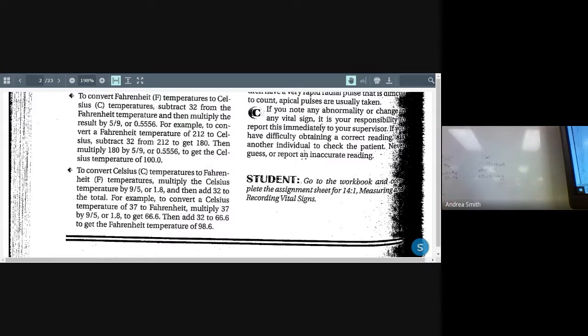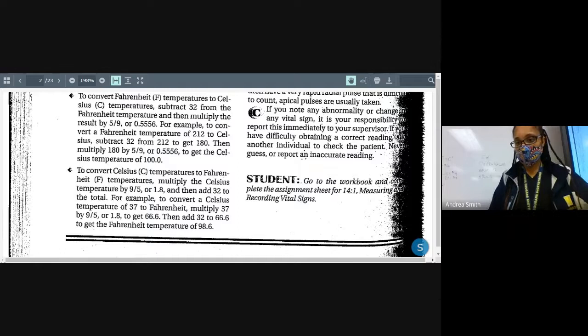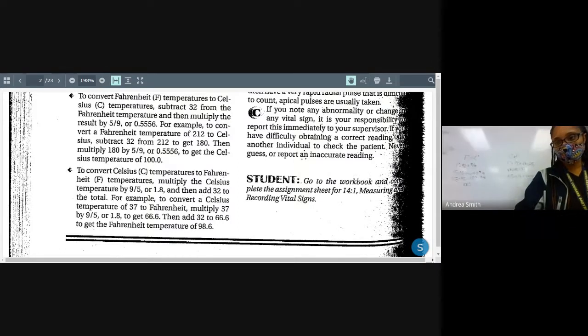Now, am I going to ask you to convert anything on the test? No. But I am going to ask that you know what they look like. What is the correct formula? What is the correct formula if you have to convert vice versa?